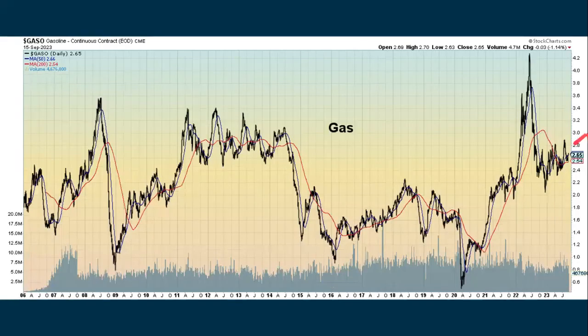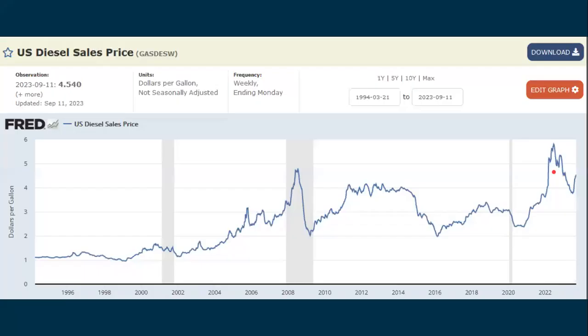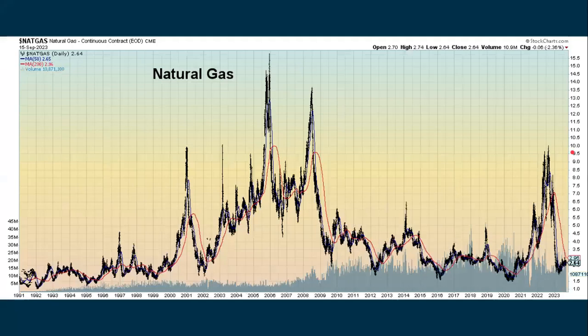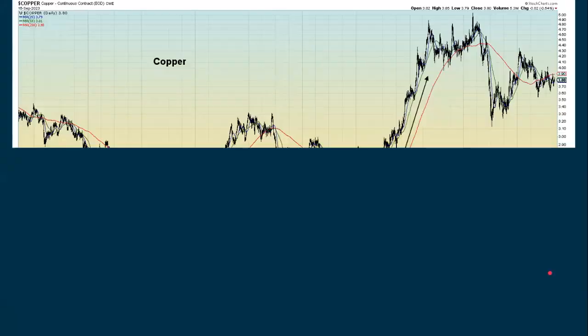We look at gas, which is also starting to go back in an uptrend. Keep an eye on diesel, also starting to go back up. Heating oil, starting to go back up as well. Natural gas, it's still not really climbing all that much, but it is bouncing from lower levels.